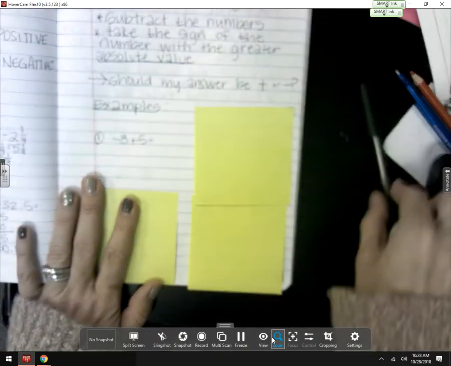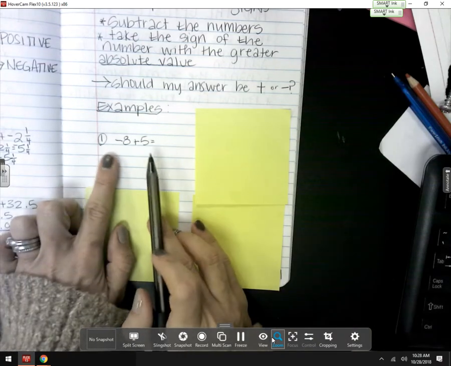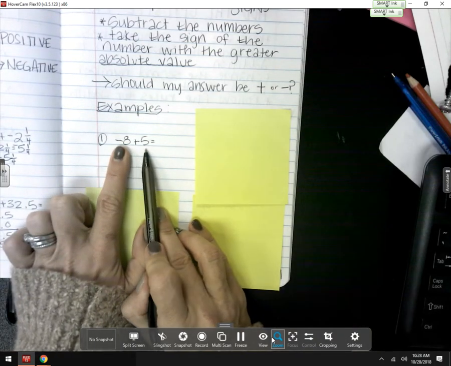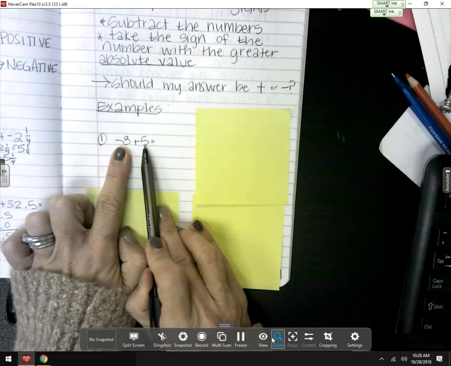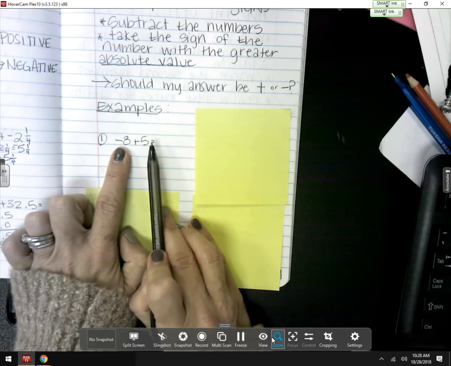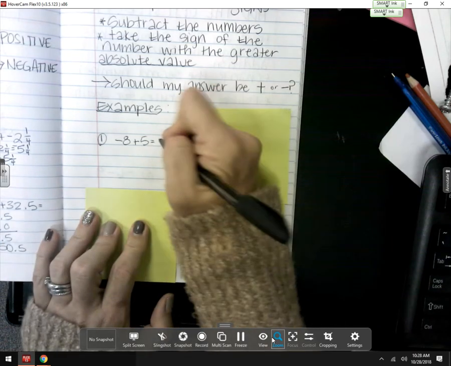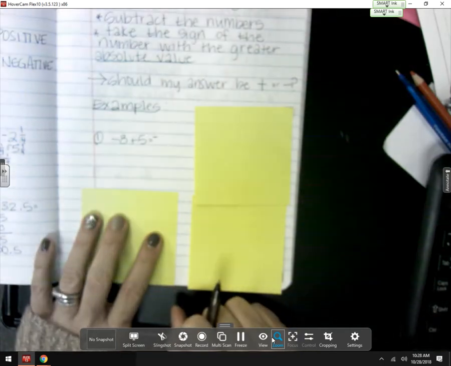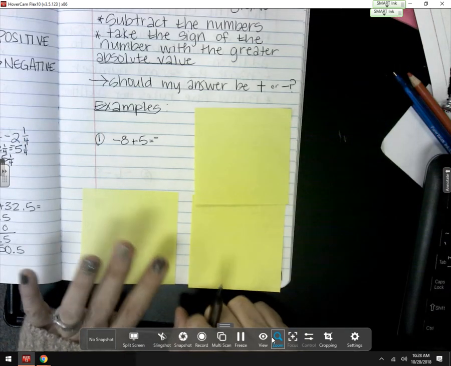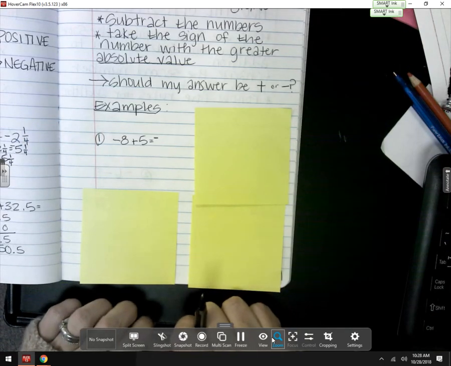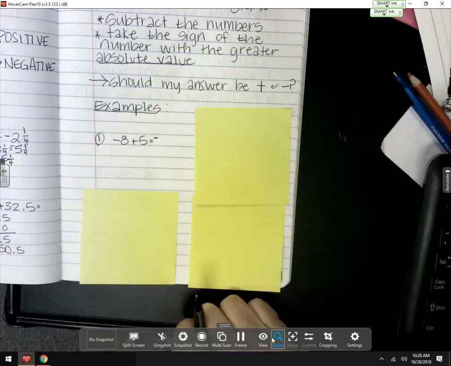So we're going to start with this example right here. We know that -8 has a greater absolute value than +5. So in my head, I should know my answer is automatically going to be negative, because I'm starting at that -8, and that +5 is not going to be enough to drag it past the zero.